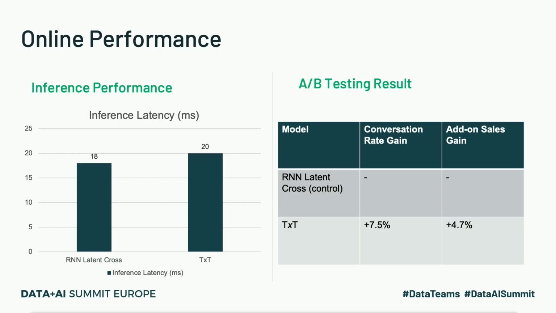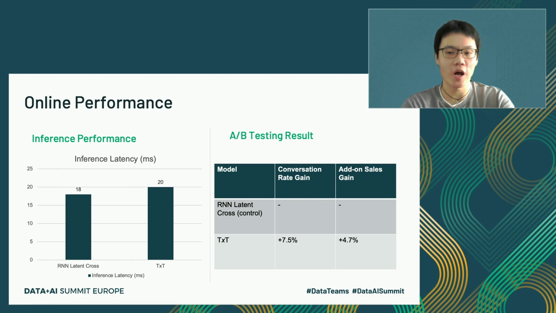During the online A/B testing, due to a much more complex model architecture, the TXT model does show a slightly slower average inference speed compared to the RNN latent cross, but only by a little bit. It doesn't really affect our user experience in production, so that part is fine. On the other side, the results also show the TXT model has a much better conversion rate, and also add-on sales, compared to the control group running the RNN latent cross model.